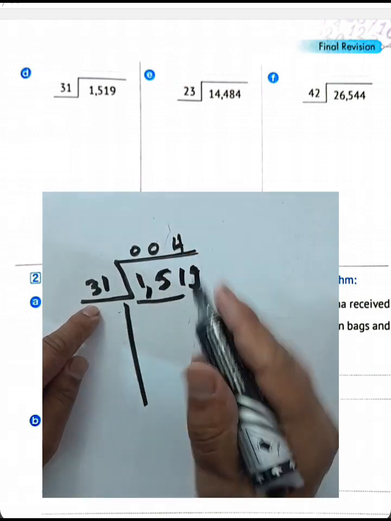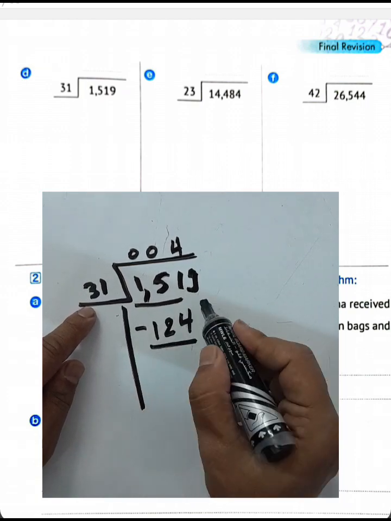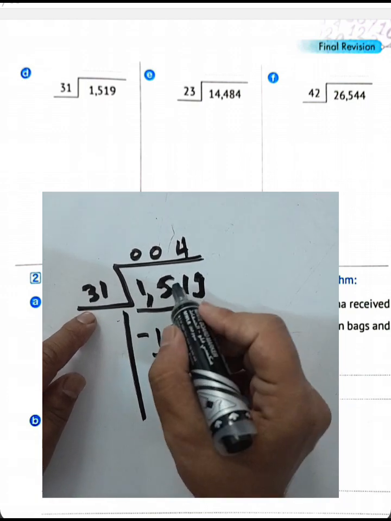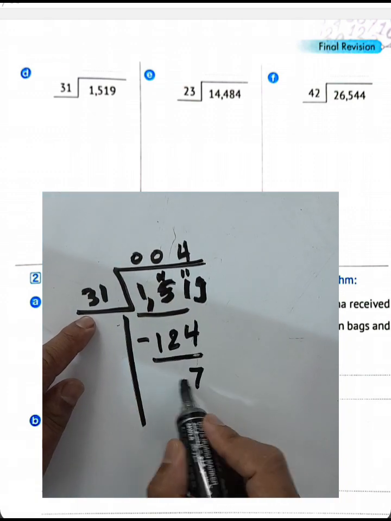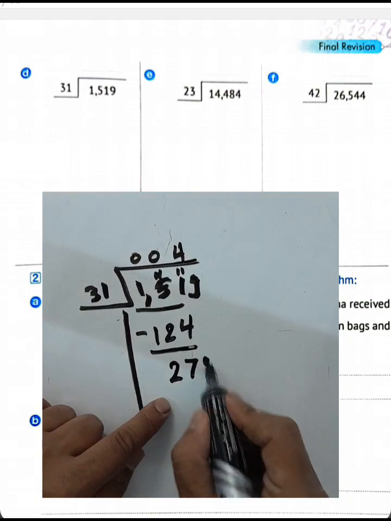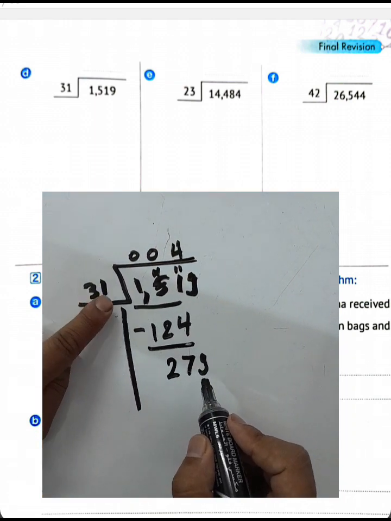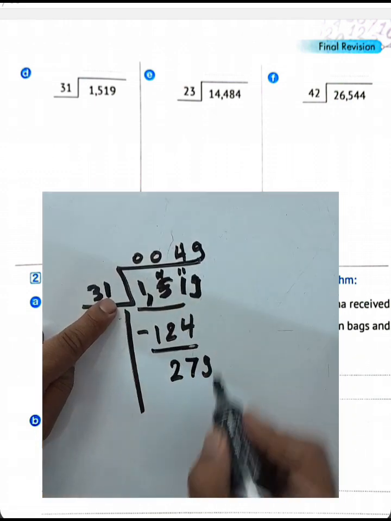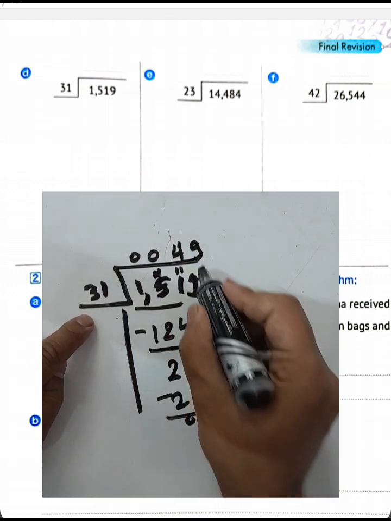4 times 1 equals 4, and 4 times 3 equals 12. The difference between them, 1 minus 4, we can't do it. Put 1, it will be 11. 11 minus 4 equals 7. 4 minus 2 equals 2, and then drop 9 here. 279 divided by 31. Look at here, 9 times 1 equals 9, and 3 times 9 equals 27. Then the result will be 49.